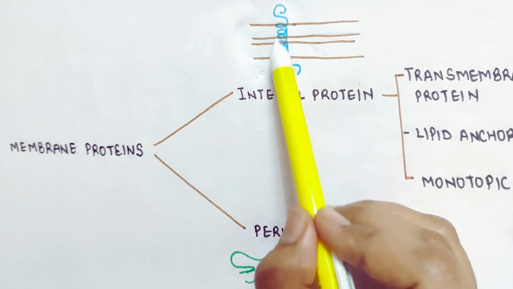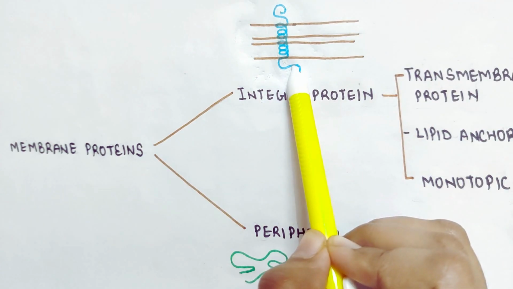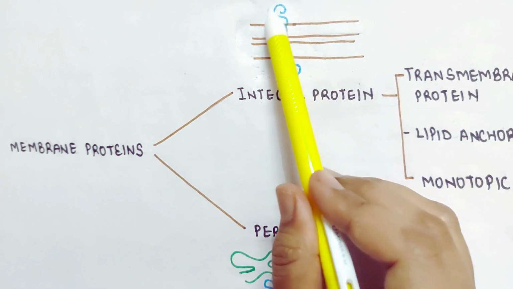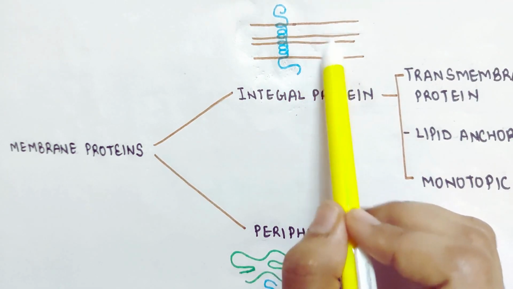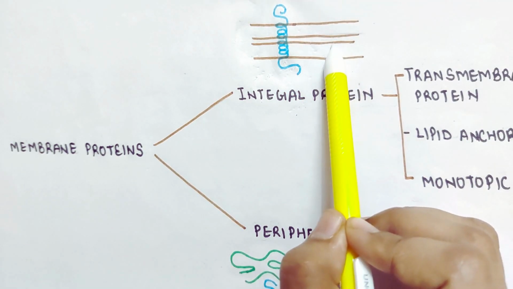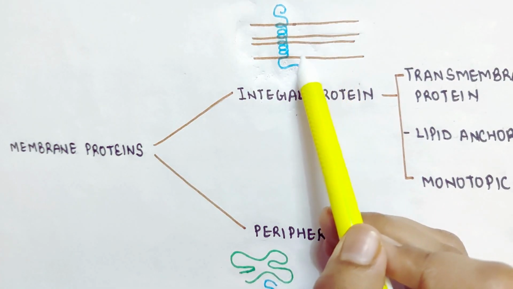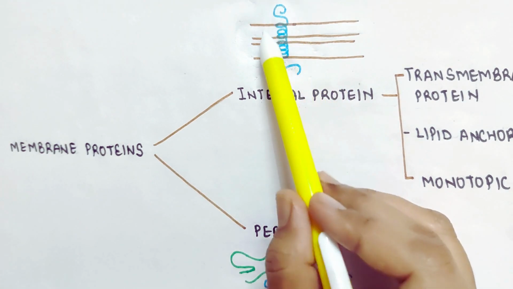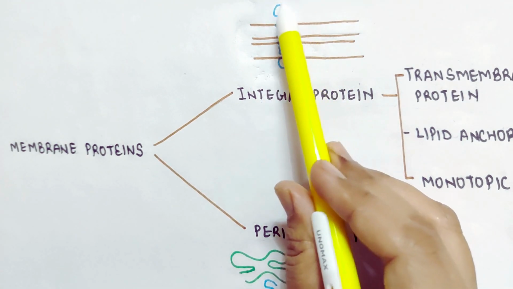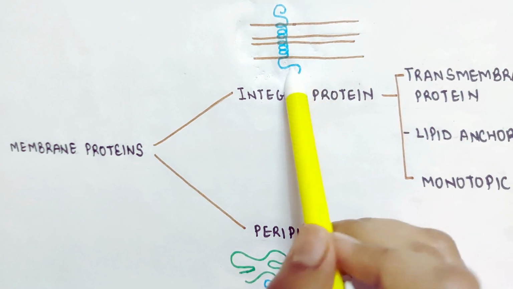And since this structure is tightly bound within the membrane, it is not easy to extract them. For extracting these proteins, we need to disrupt or break this lipid bilayer. And for doing so, we need detergents like SDS or Triton X-100, while there are other techniques which can also be utilized to extract these proteins, which we will be studying in our upcoming lectures.